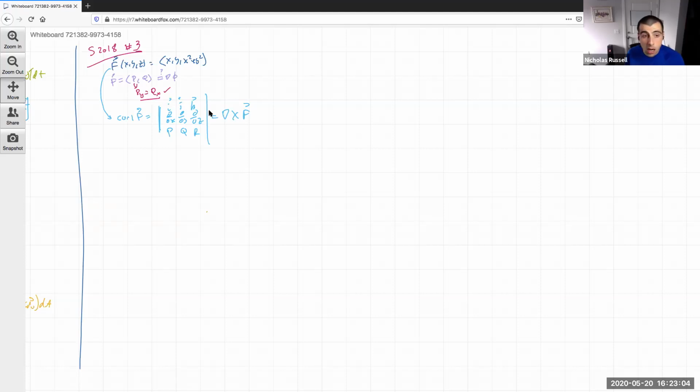So to compute this, we compute the curl of F, and I usually just write it always like this. I don't memorize how to do it in simplified form, so I'm just going to write it like this. You put x, y, and z here, and x, y, and x squared plus y squared. And we go ahead and try to compute this. The curl is going to be a vector field itself.